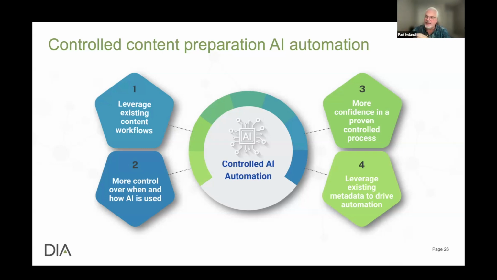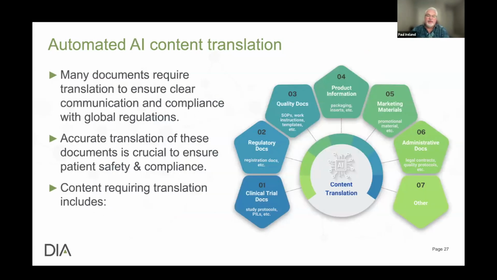And again, you can leverage metadata of your existing environment, your existing content, to help drive automation or how AI is used as well. So if we look at translation, the idea here is there's a lot of content that requires translation across the organization, from clinical trial info all the way through the lifecycle, all the way through to administrative content as well. And obviously an accurate translation is critical, and AI is a very effective way of doing that.